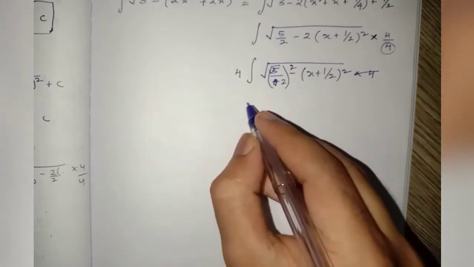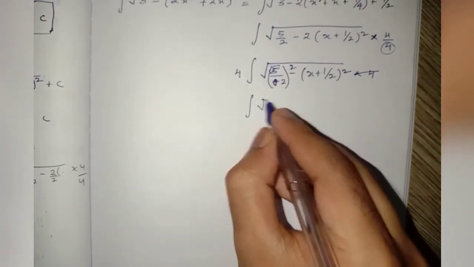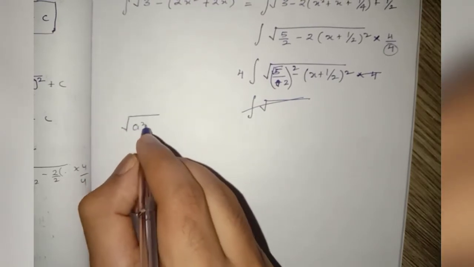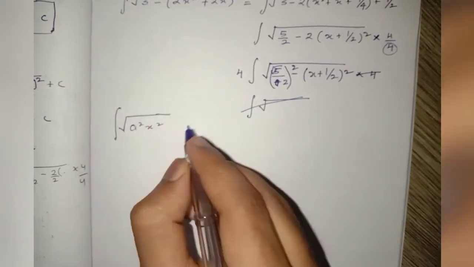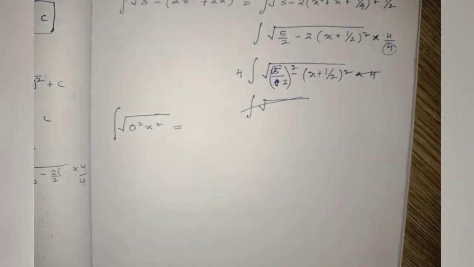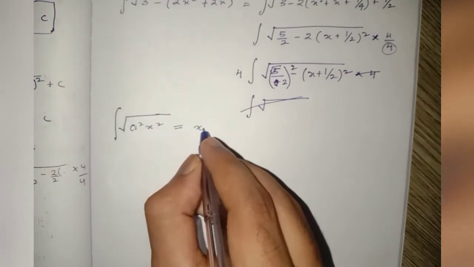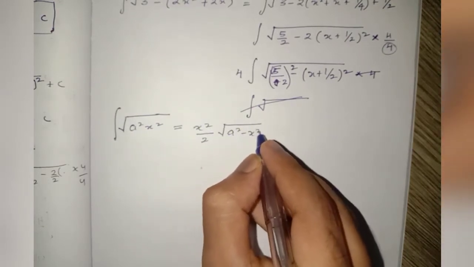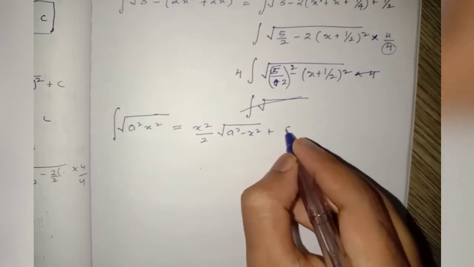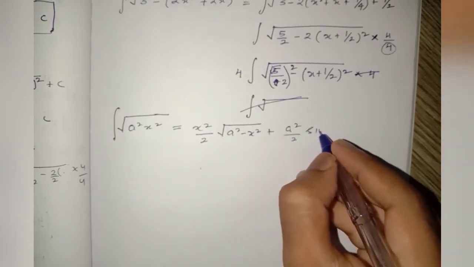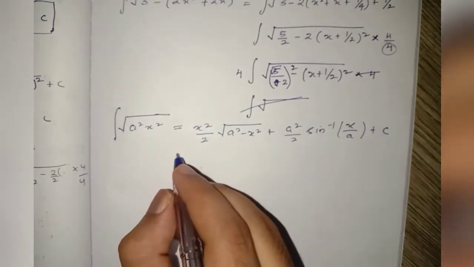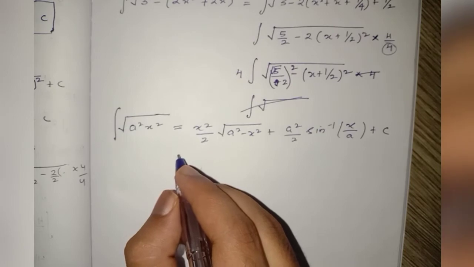This is of the form integral root of a square minus x squared. This is equal to x by 2 root of a square minus x squared plus a square by 2 sine inverse of x by a, plus c. So this is the formula which we need to learn by heart for the exams.